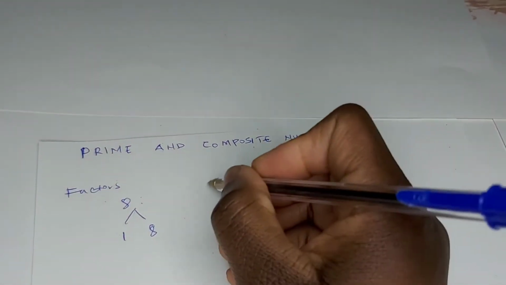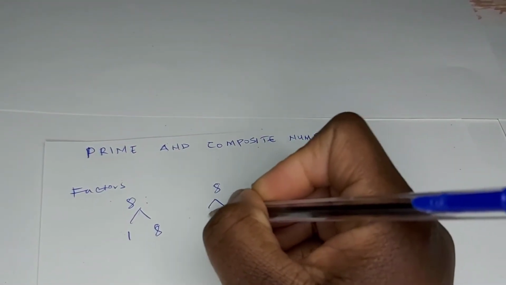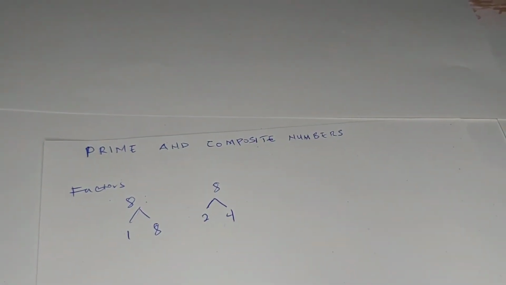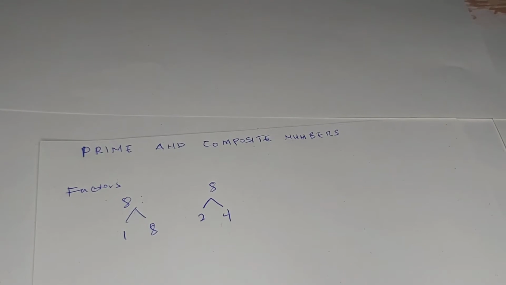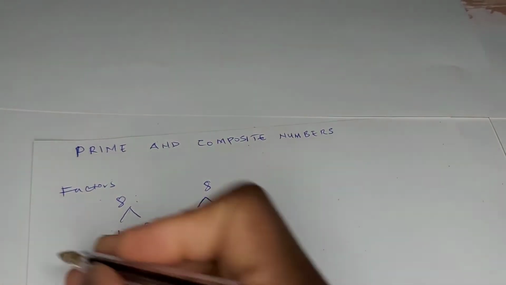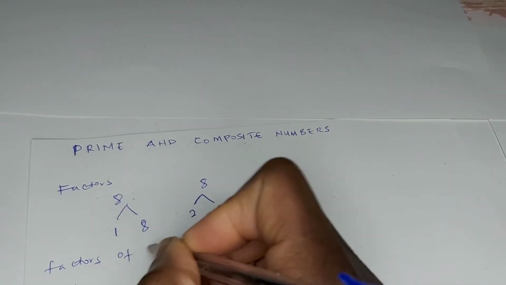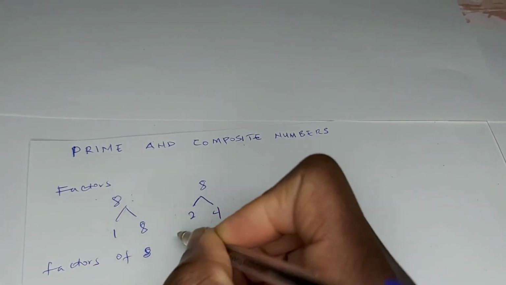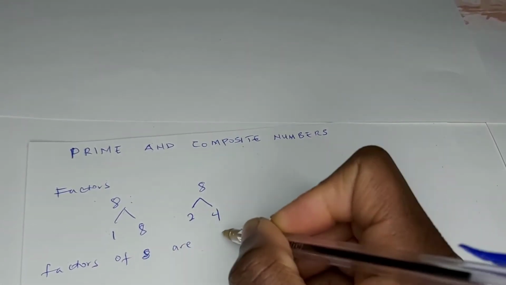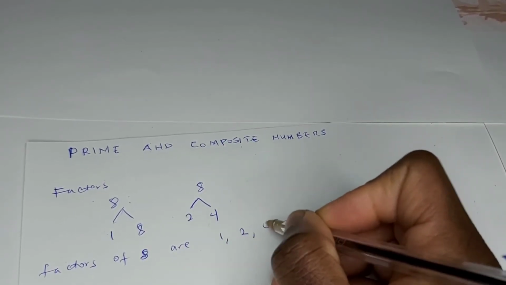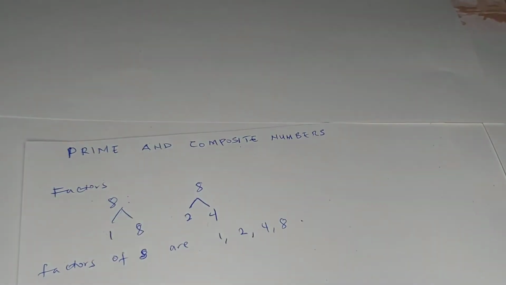Multiply 2 by 4, you get 8. So we can say the factors of 8 are 1, 2, 4, and 8.